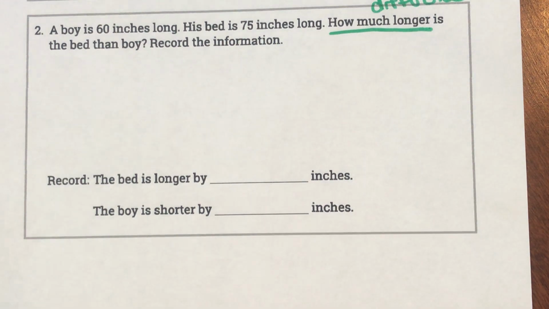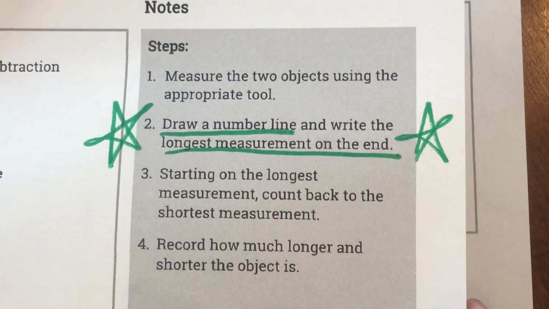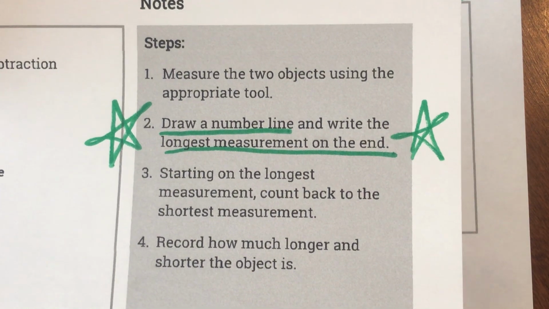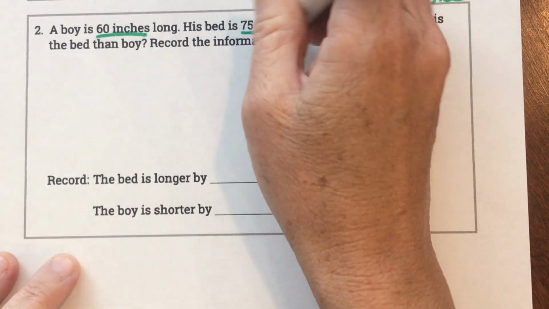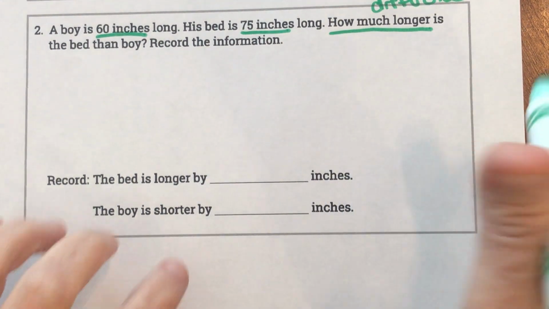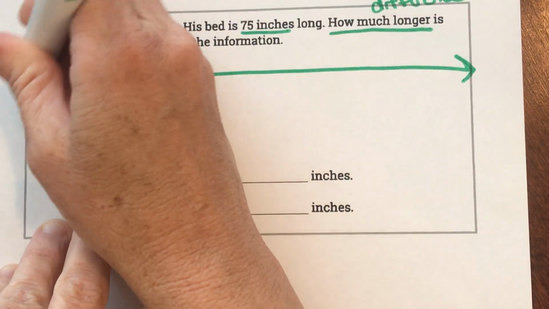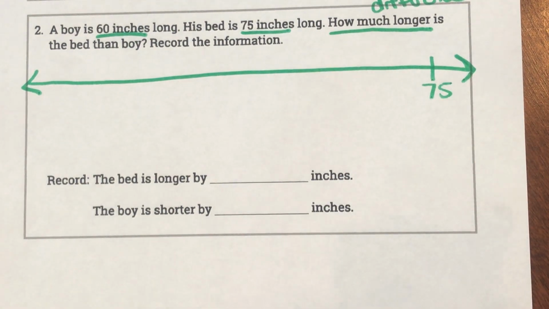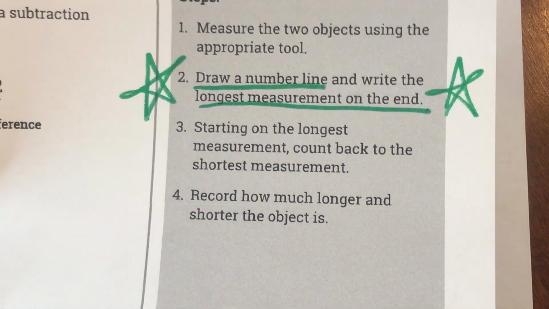If I looked at my steps, it says first we need to measure, but we don't have anything to measure. So next it says we're going to draw a number line and write the longest measurement on the end. So I have a measurement of 60 inches and a measurement of 75 inches. So my longest measurement is 75 inches. Okay, so here we go, boys and girls. I'm going to make a number line with my longest measurement on the end. And then my next step says, starting on the longest measurement, count back to the shortest.